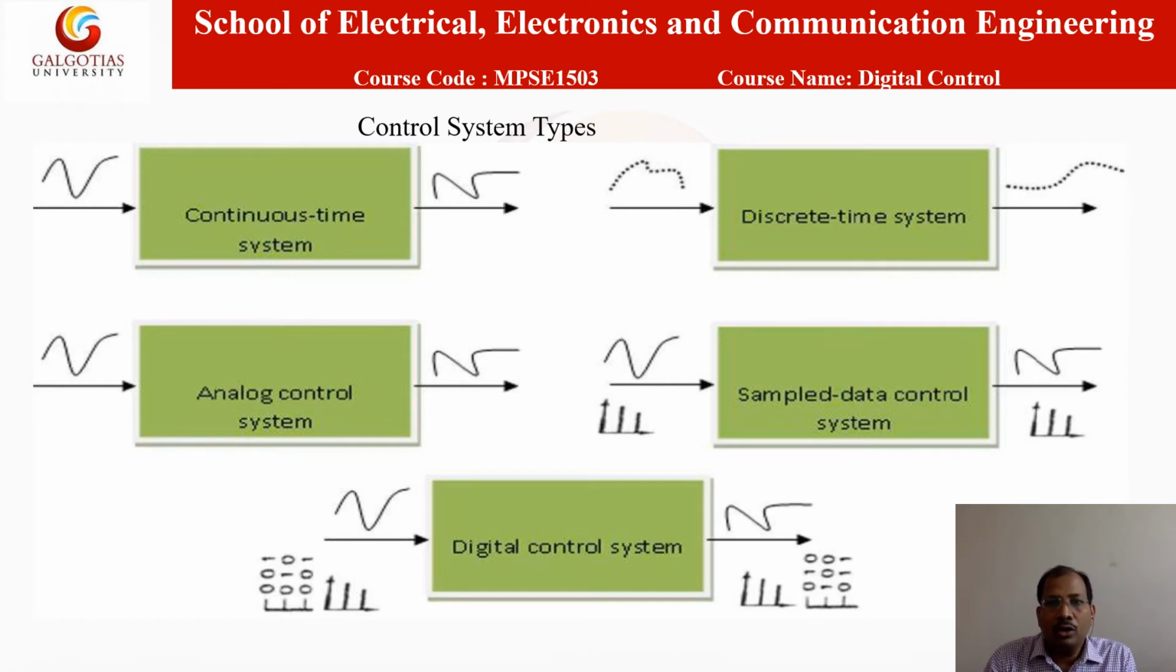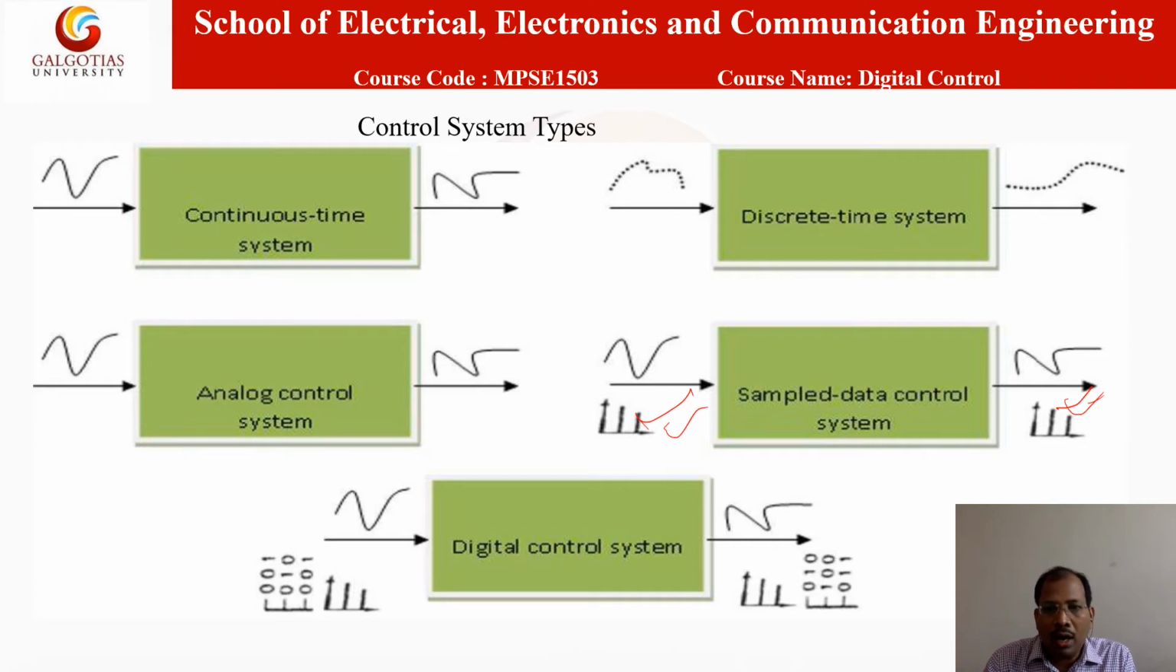In the second part, you can see the output is in discrete form, and the input is also in discrete form. We can define this as a discrete time system. Here, input and output are both in the continuous domain, so that is called an analog control system. Here we can see the input and output in terms of sampled data. So this is the sampled data, and the output is also sampled data, a sampled data control system.